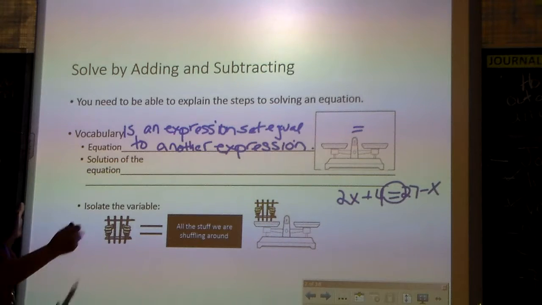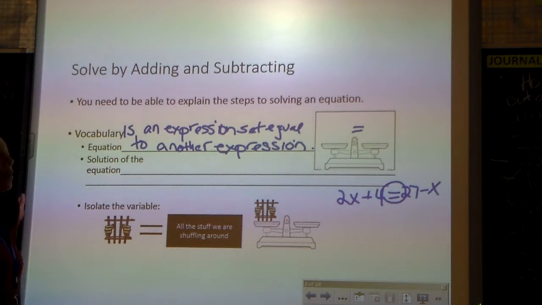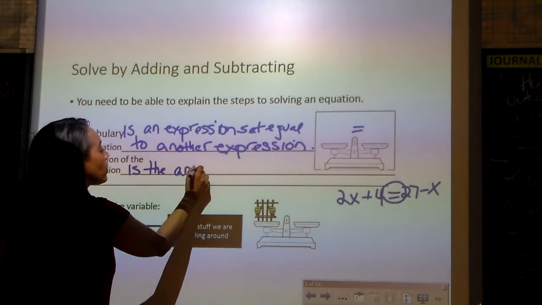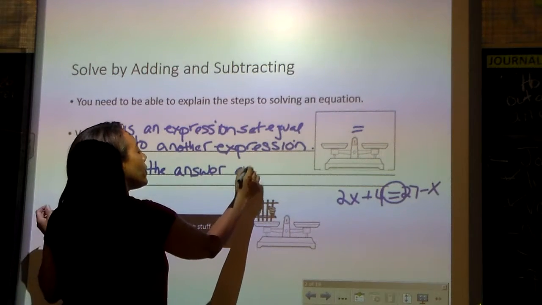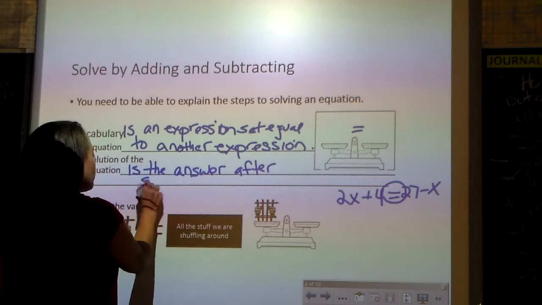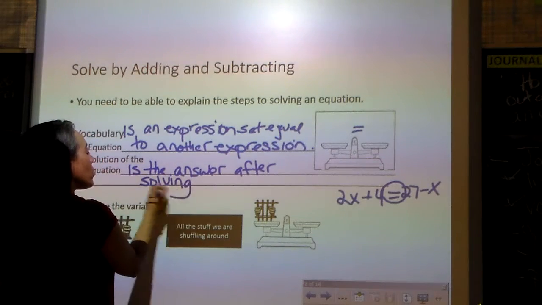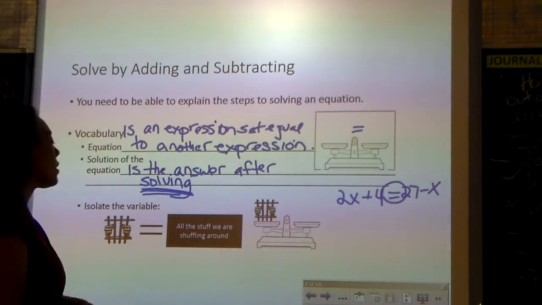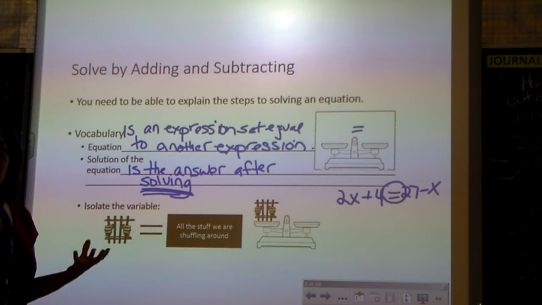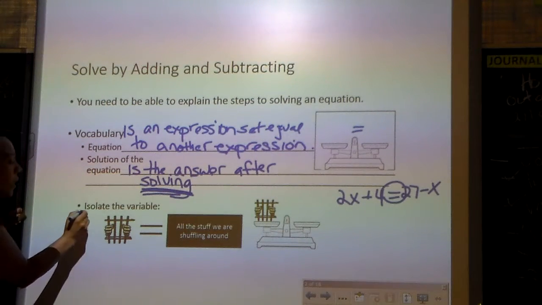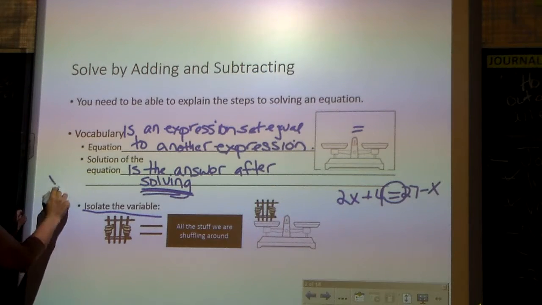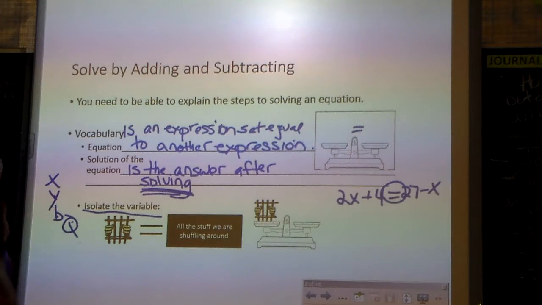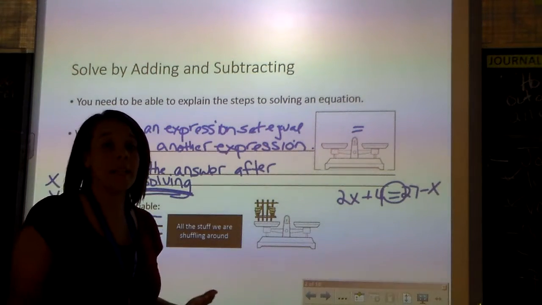Now the next vocabulary here is the solution of the equation. This one is very simple. The solution of the equation is the answer after solving. I say after solving because there's a few key things we have to do in order to solve for the equation. The main goal of the equation here is to isolate the variable. Remember, the variable is the x, the y, the b, the q, whatever that letter is that is holding the place for the number that's unknown at this time.